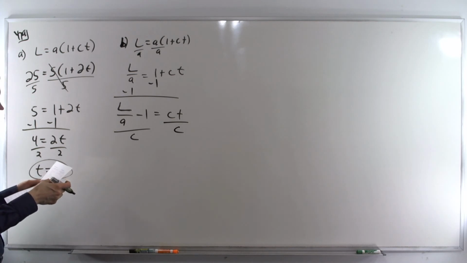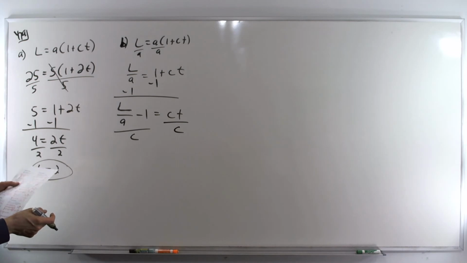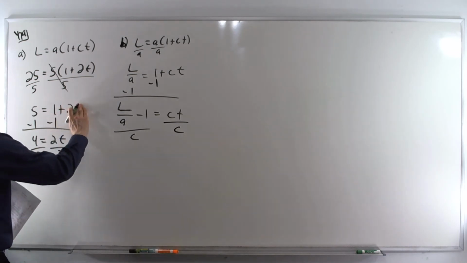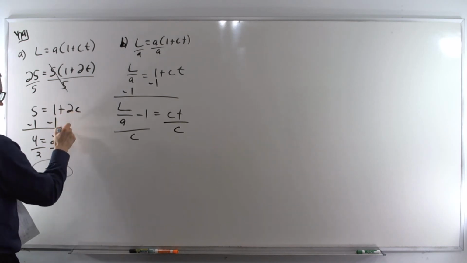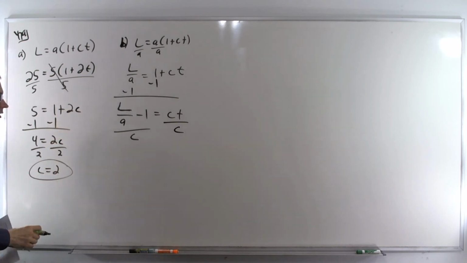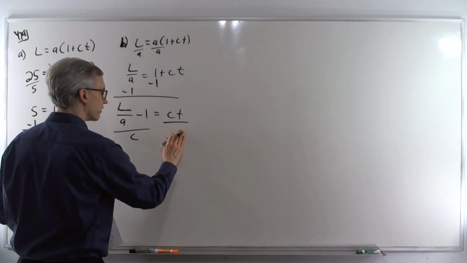I believe I solved for the wrong variable. Yep, I should have plugged in 2 for T instead of C here. So that should be C, C, C. Yeah, I knew something was wrong. Okay, so we're not dividing by C, we're dividing by T.